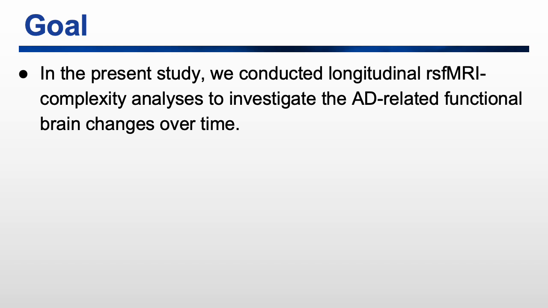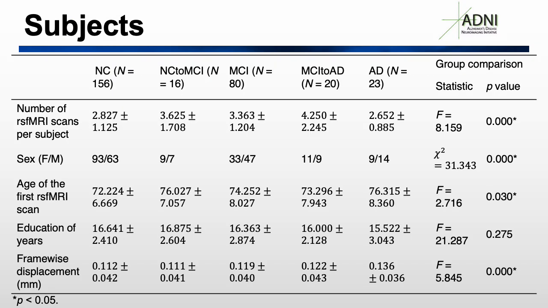In the present study, we conducted longitudinal resting state fMRI complexity analysis to investigate the Alzheimer's related functional brain changes over time. We leveraged the data from the ADNI database. We were able to form 5 subject groups. The normal control group required every subject to maintain healthy status in every visit in ADNI.